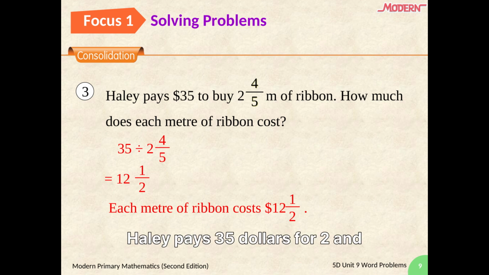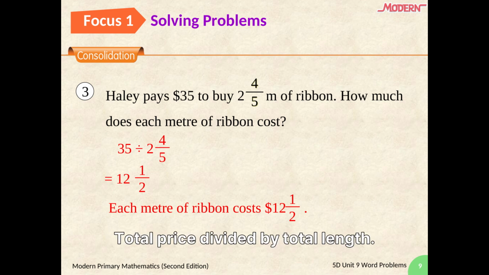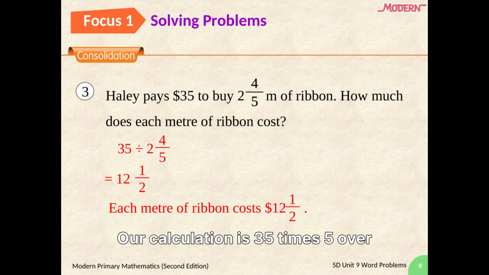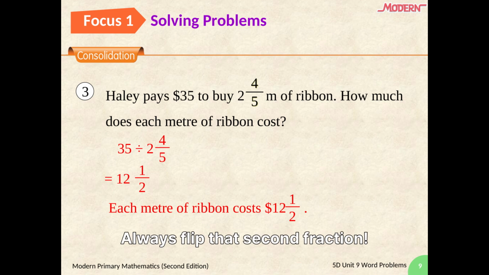Haley pays $35 for 2 4/5 meters of ribbon. What is the cost per meter? Thinking way: finding the unit price. Total price divided by total length. 35 divided by 2 4/5. Step 1. Convert. 2 times 5 is 10, plus 4 is 14. 14/5. Our calculation is 35 times 5/14. Always flip that second fraction.